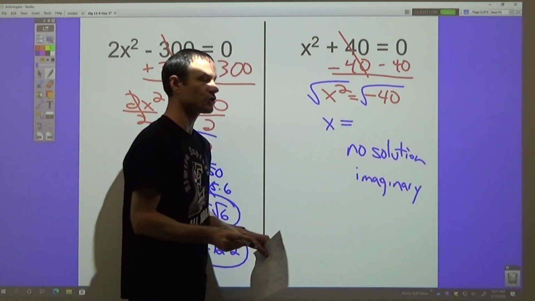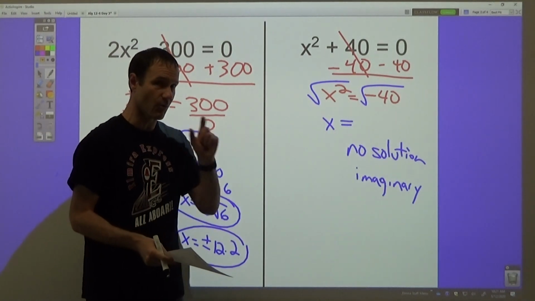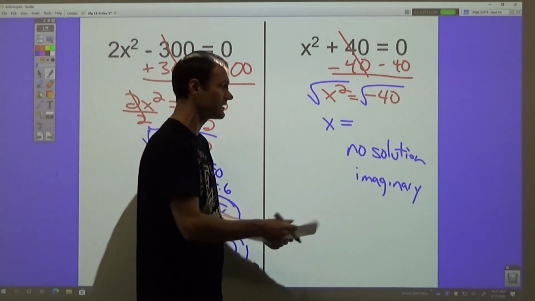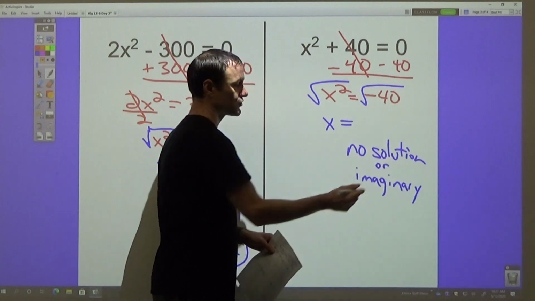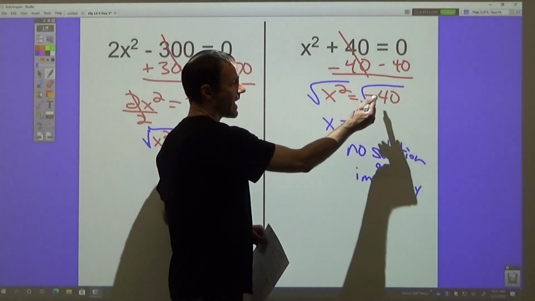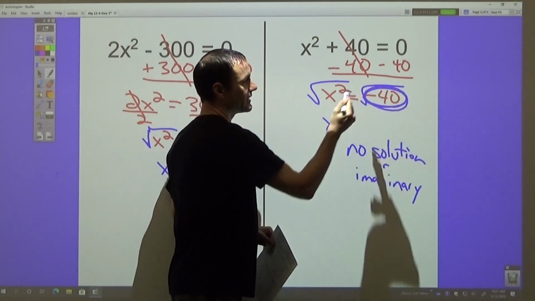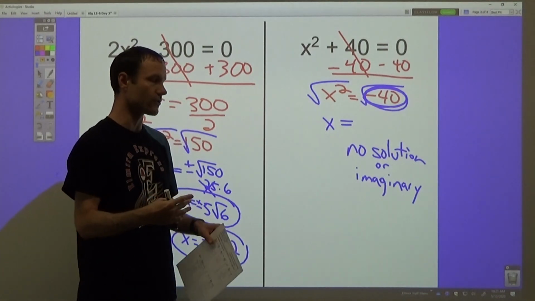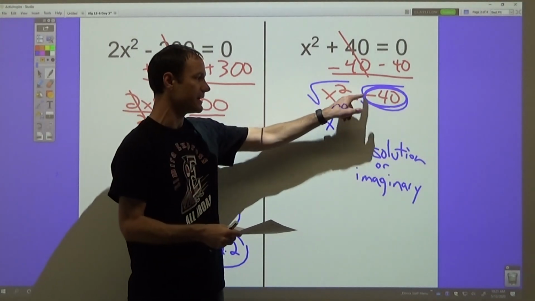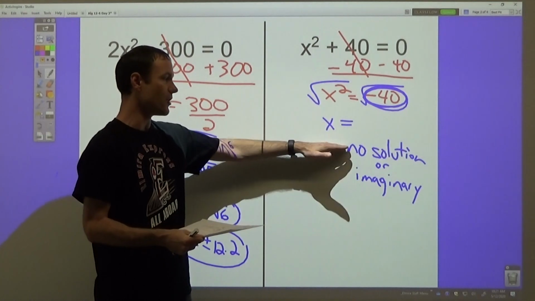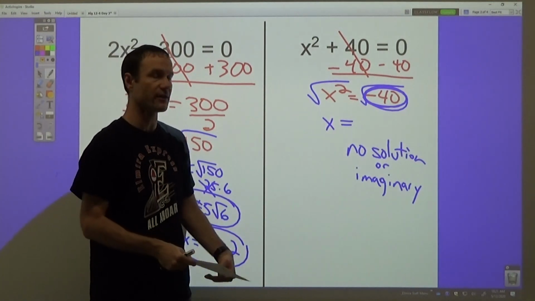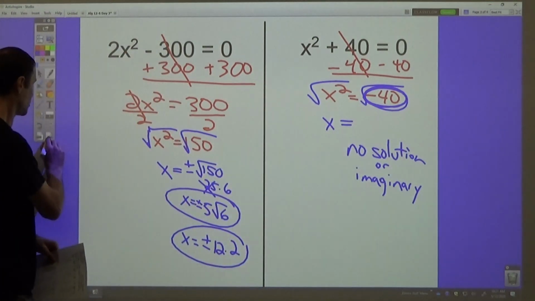On ClassKick, make sure that you spell things correctly. It won't show up if you spell things incorrectly. So either write no solution or imaginary. Again, that happens because we have that negative number inside the square root symbol. Anytime you have a negative number inside the square root, it's either going to be no solution or an imaginary number as your answer.